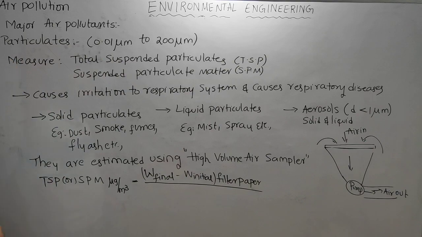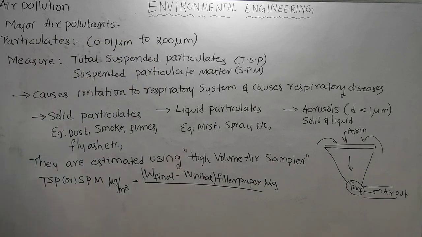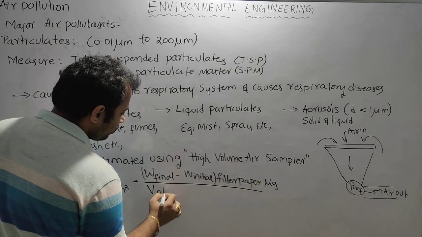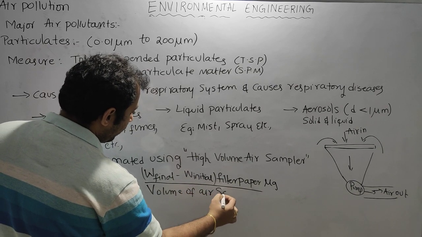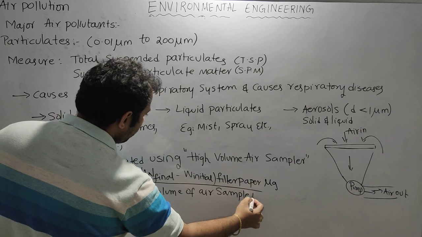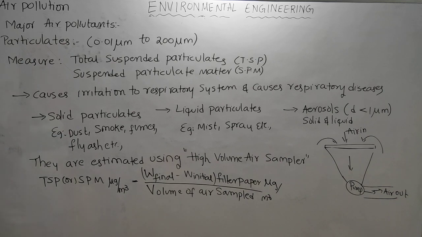That is the amount of particulates entrapped on the filter paper in microgram, divided by the total volume of air you have sampled, in meter cube. So we get the result in microgram per meter cube. This is how we find the total suspended particulate matter in microgram per meter cube.